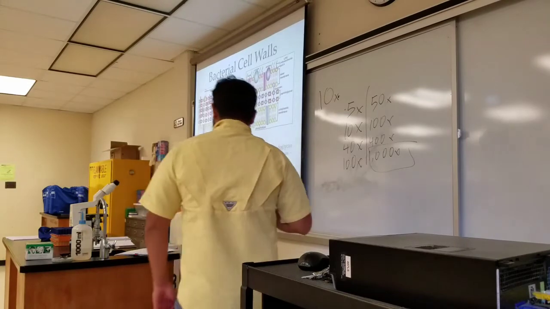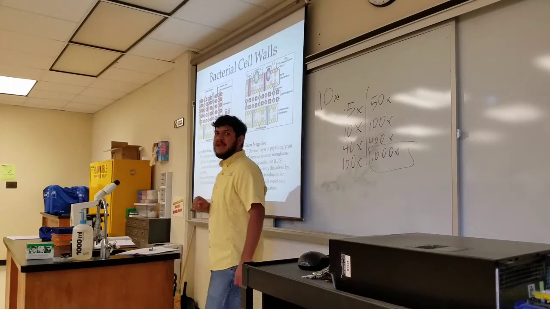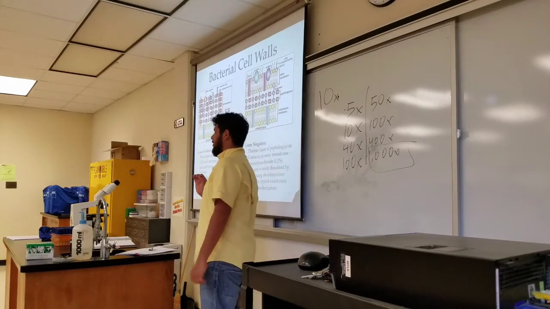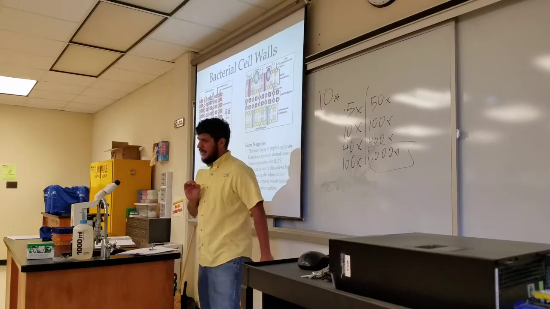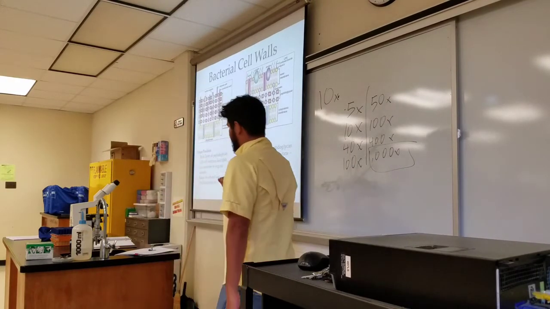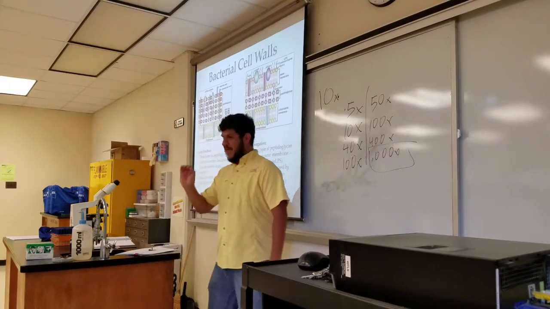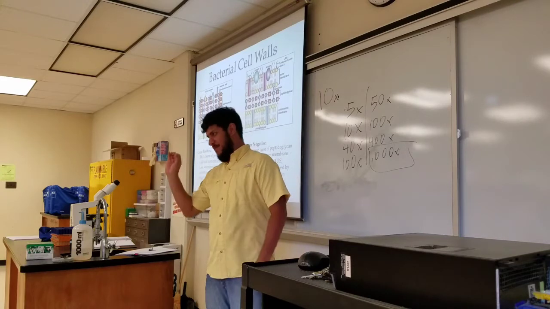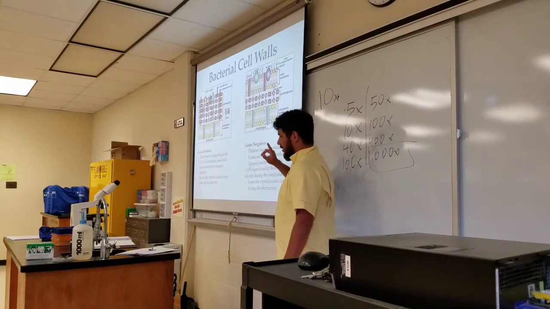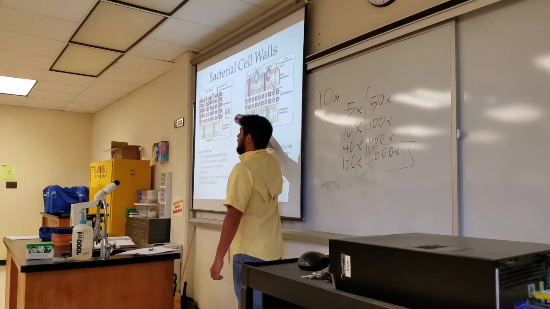So I can promise you, I will ask at some point the difference between a gram positive and a gram negative bacteria. The most common answer that I get is gram positive bacteria purple, gram negative bacteria pink. Well, it's not correct. We make gram positive bacteria purple, and we make gram negative bacteria pink by doing gram staining. But the reality is that the difference lies within the cell wall.